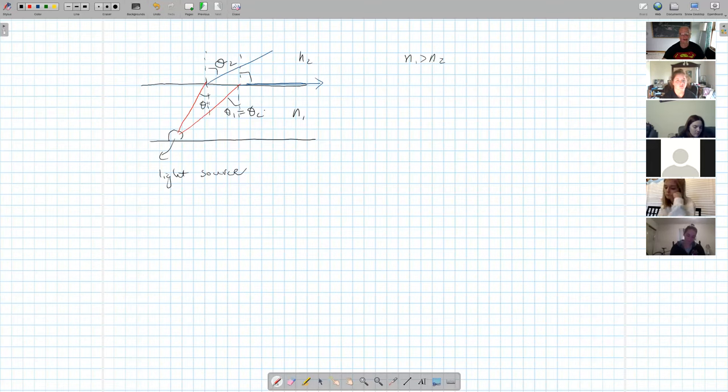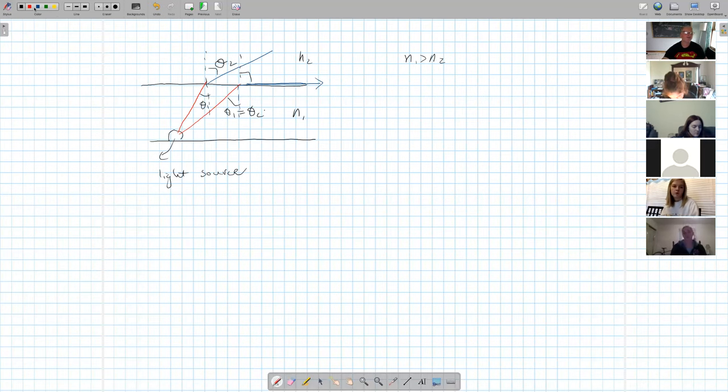So as this angle here is going to increase, this is going to be bent more and more towards the normal until eventually, for this angle of theta critical, the refracted ray is only going to move along the surface of this boundary, so at the interface between the two, so that it's going to be at a 90 degree angle.